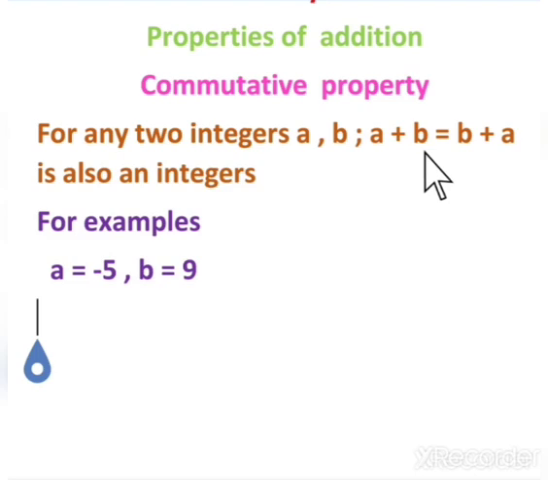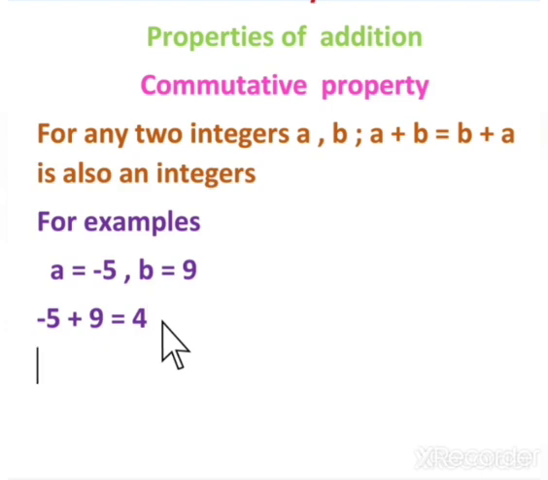a plus b. The value for a is minus 5, so minus 5, and next plus, and then b. The value for b is 9. Listen here, both numbers have different signs, so we are going to subtract these numbers. If we subtract, the answer is 4, and 9 is the greater number. It has a positive sign, so the answer should also be positive. So for the left hand side the answer is 4.